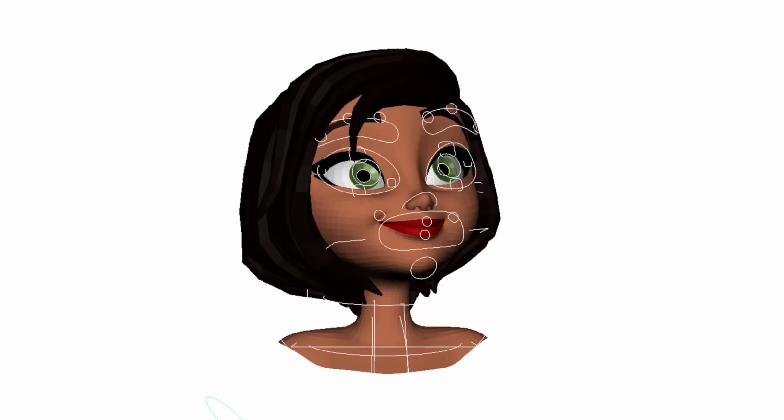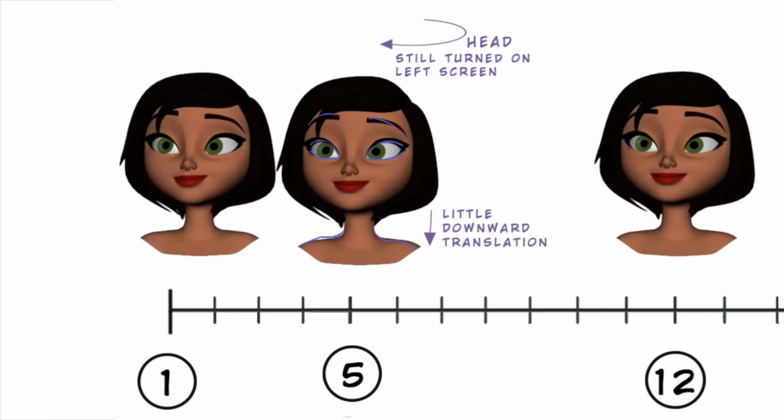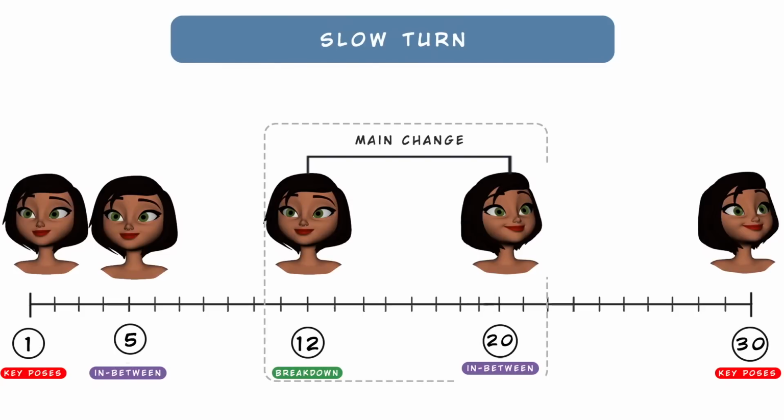At this point, the head almost reached the final position. We add another in-between just after the first key pose at frame 5, and we do the same. So here the change is really imperceptible. The head almost doesn't move. It just has a tiny translation downward. Also the upper lids and the eyebrows move upward just a little bit. So the main head turn happens between frame 12 and frame 20.